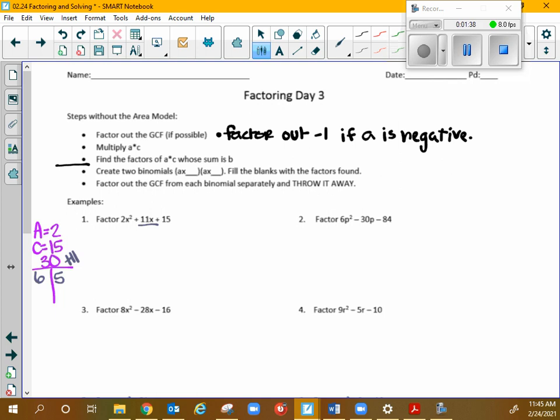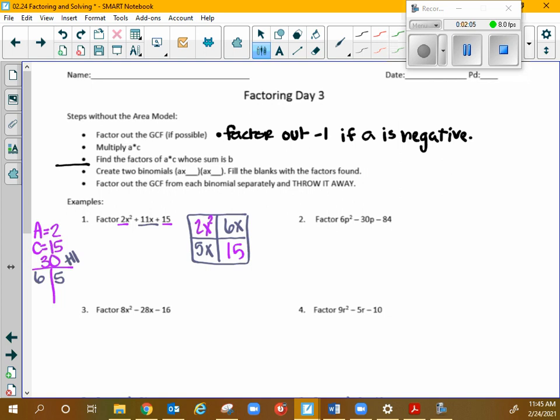All right, here's where it changes. Normally, I would put it into an area model, and just for comparison, I'll do that out to the side. I would put these two as my diagonal, 6x and 5x. What would go on my other diagonal? 2x squared and 15, first and the last. And then you would factor from there.